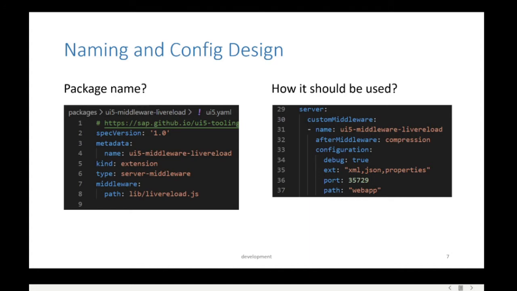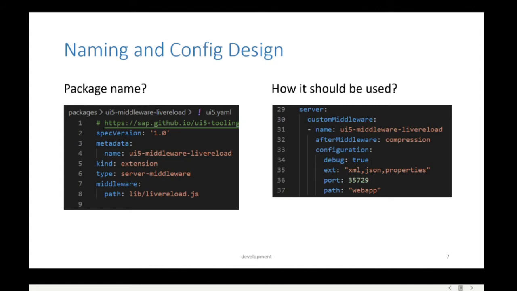So the file on the left is a spec file, and it defines the extension, for example, UI5 middleware live reload. Then on the right side, you can see how it's included in the project. So you are developing a UI5 application. You want to use this middleware. You enter these details, custom middleware, and its configuration.